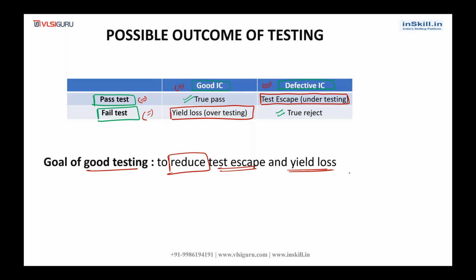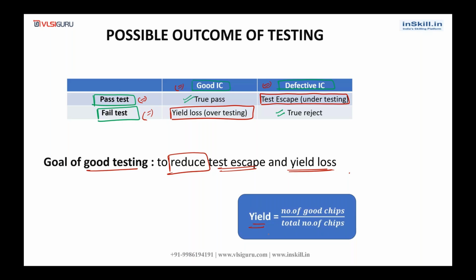Okay, so yield means the number of good chips divided by the total number of chips. Out of the total number of chips which have been manufactured, how many chips are good? That is what is called yield.